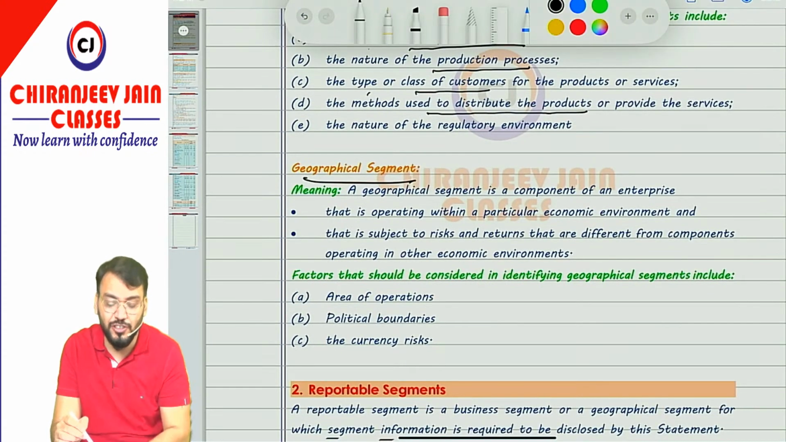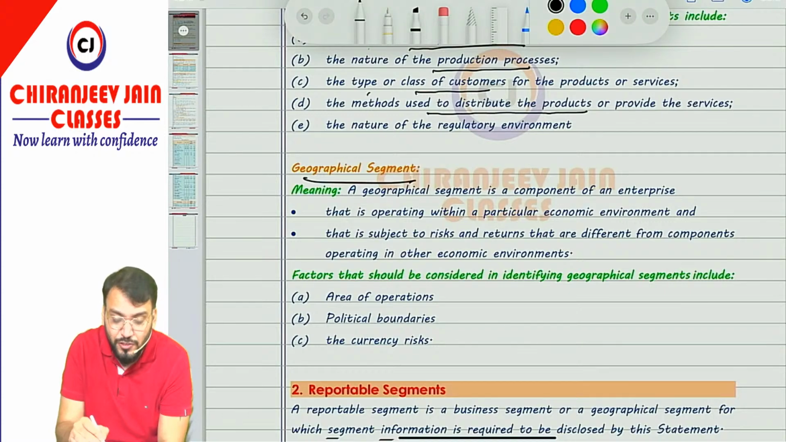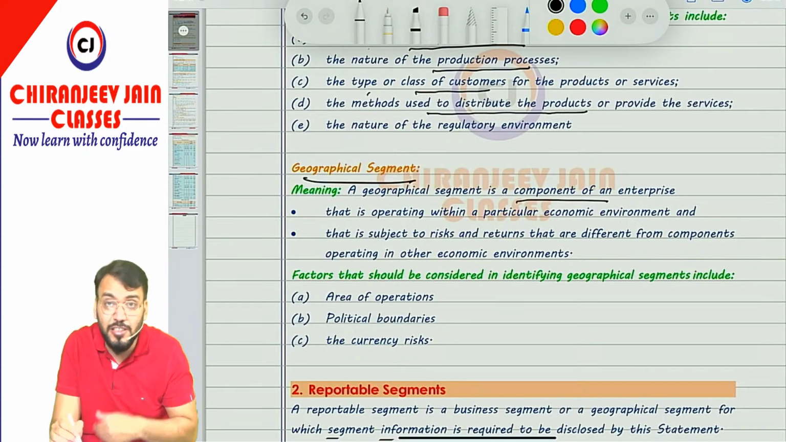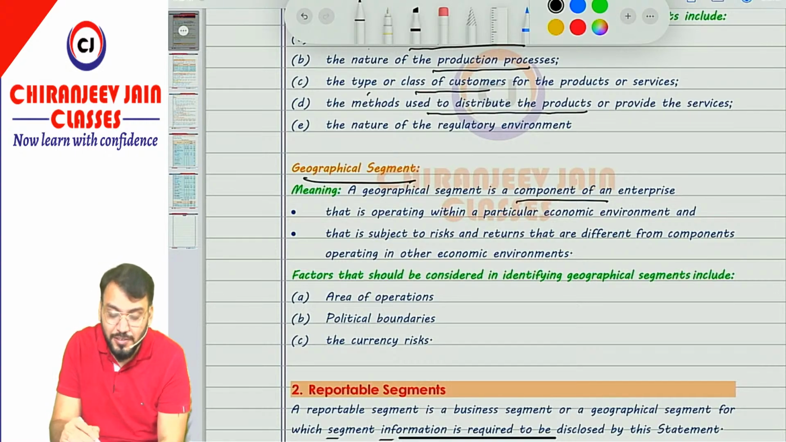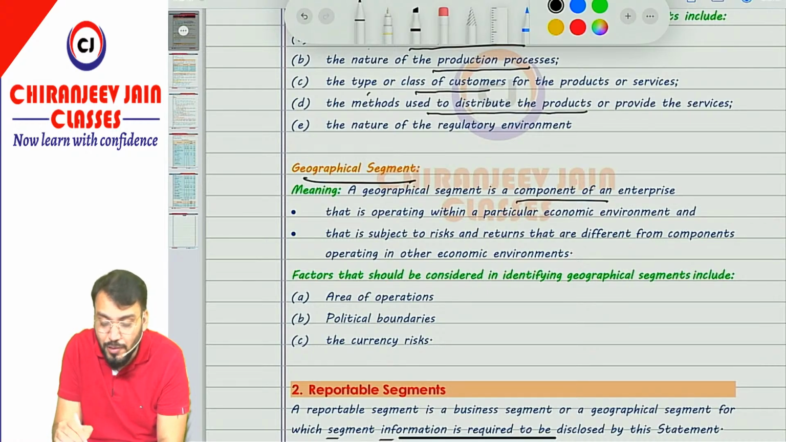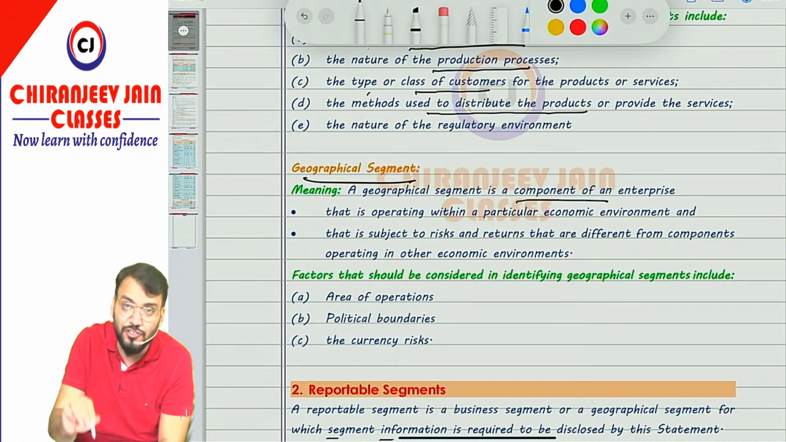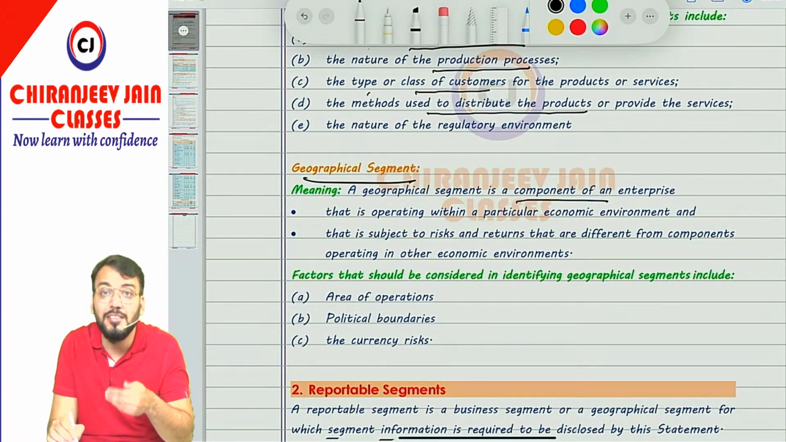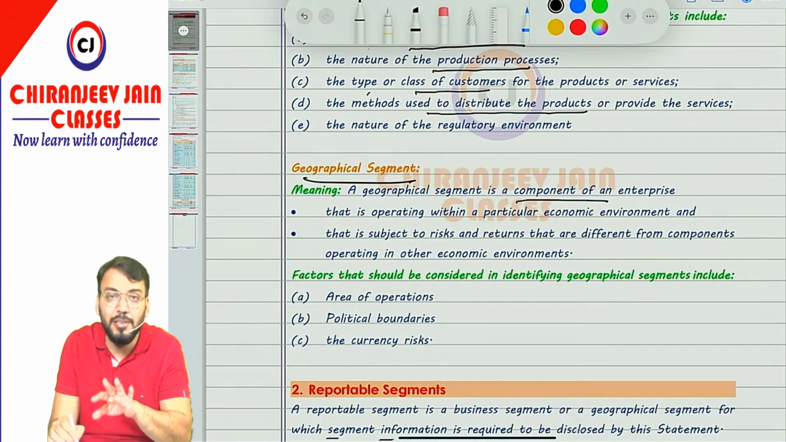Then geographical segment, however, this is not so important from examination point of view because they will not ask the definition. So geographical segment means what? Geographical segment is a component of the entity that is engaged within a particular economic environment, means in a particular location, that they are operating within a particular economic environment and that is subject to risk and return that are different from other geographical segments. So that becomes a geographical segment.